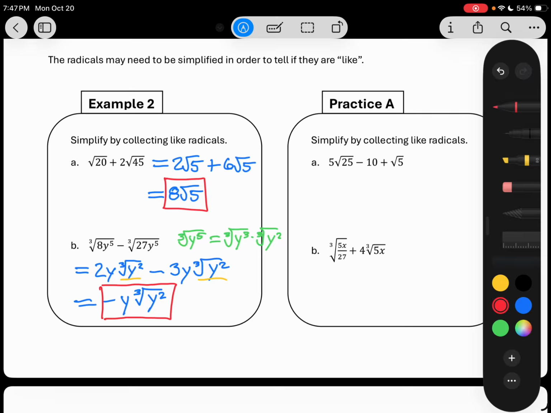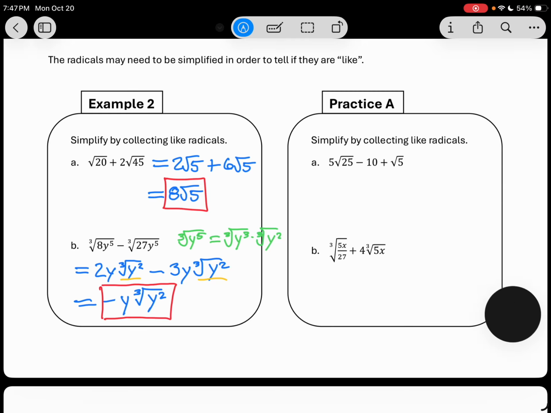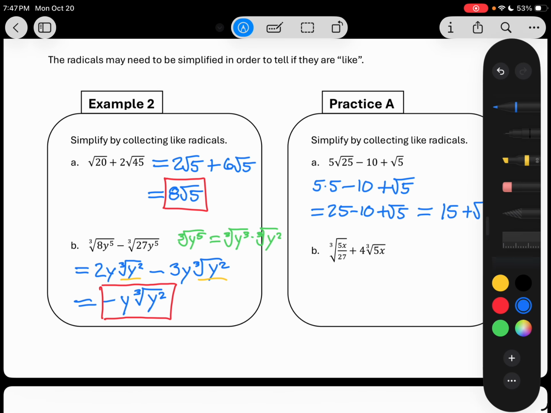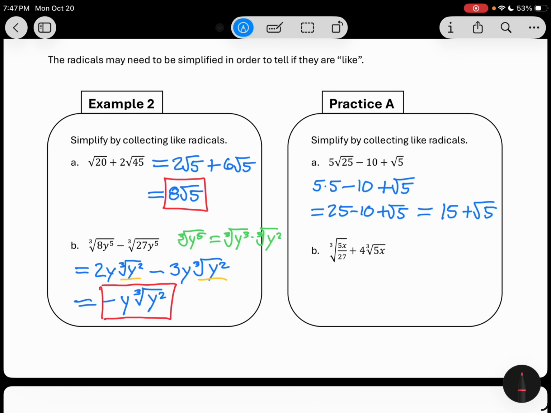Go ahead and pause the video and see if you can do practice A. All right, on practice A, we've got 5 times the square root of 25, but hold on, the square root of 25 is just 5. So let's write that as 5 times 5, and then minus 10, and then plus root 5. So 5 times 5 is 25, minus 10 plus square root 5. There aren't any roots besides just that root 5, so 25 minus 10 would be 15, plus the square root of 5. So that would be our final answer on the first one.